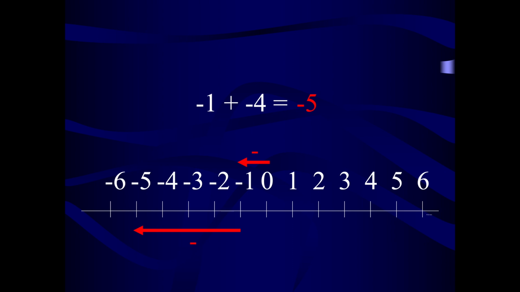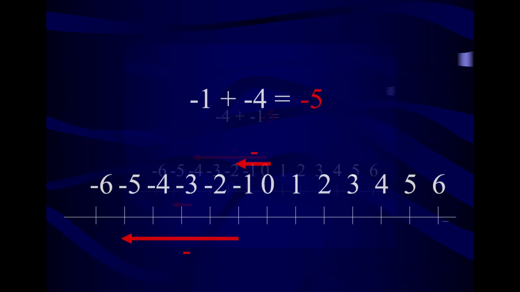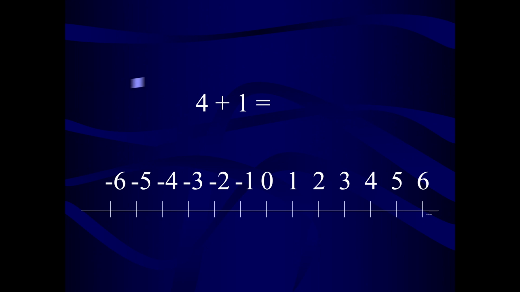Or we could add 1 and 4 and remember that both signs are the same, so we have to put our negative sign there. 4 plus 1 equals 5. We go from the 0, we go 4 places to the right because it's a positive number. Then we add 1 more positive number, making it positive 5. 4 plus 1 equals 5.